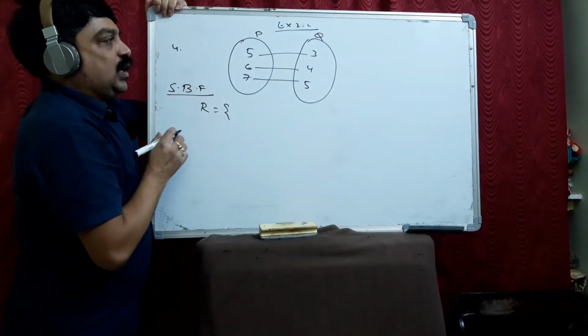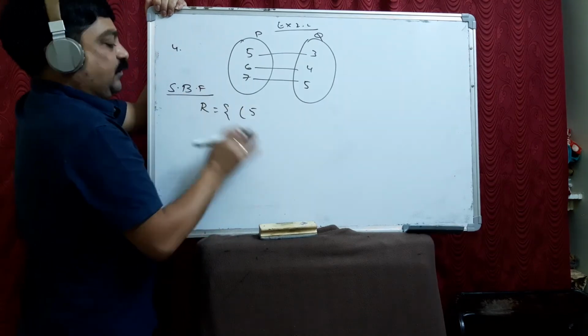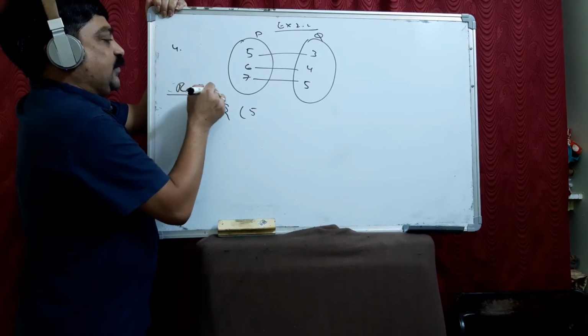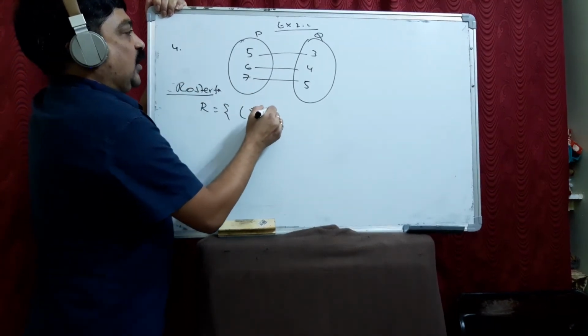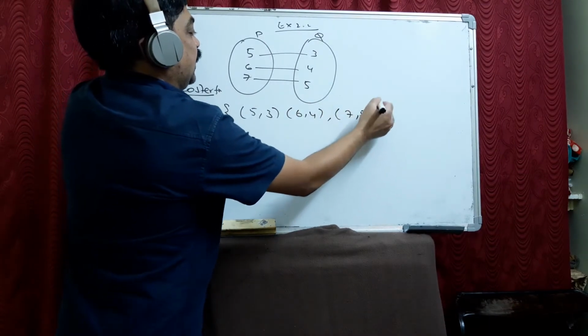Set-builder form. How? First let us write all the sets. Before writing set-builder form, let us write in roster form, so it will be easy for us. Roster form: (5, 3), 6 is mapped with 4, 7 is mapped with 5.